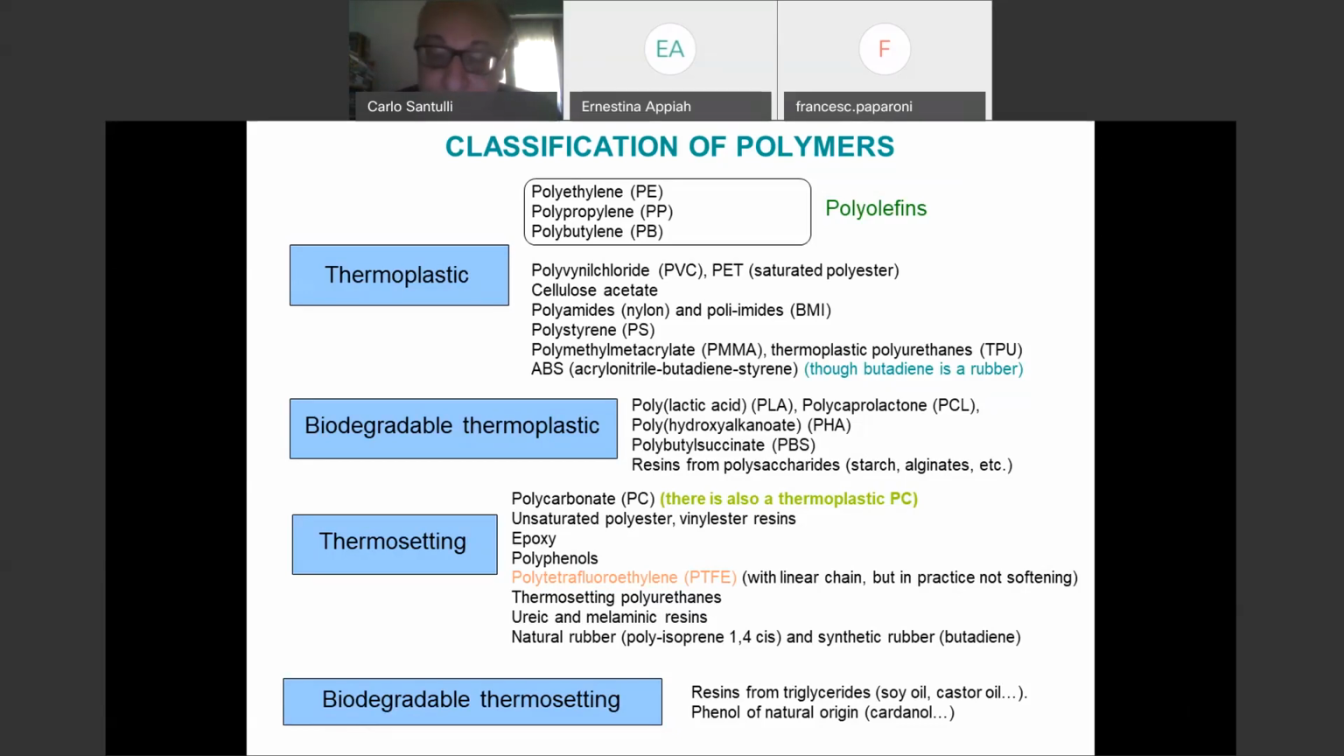And this is a useful explanation of how things are, more than plastics which are used. And you can see that there are a number of situations which might be in between, because you can have, for example, polyurethane, which is diffused a lot. You can have thermoplastic polyurethane, and you can have thermosetting polyurethane.